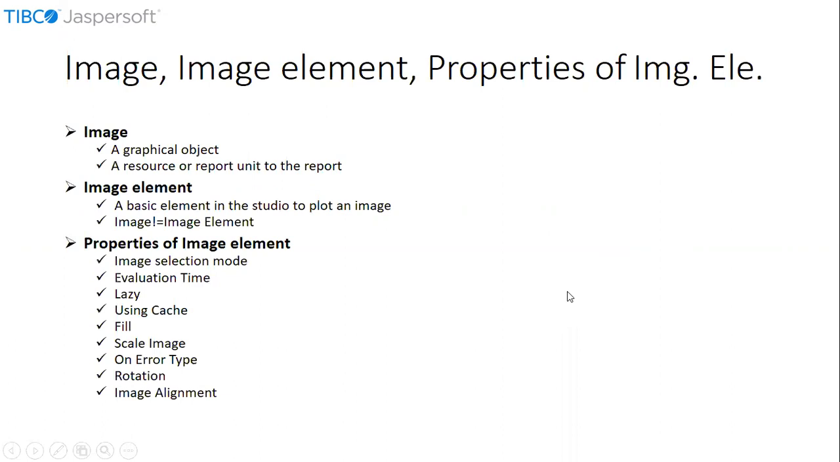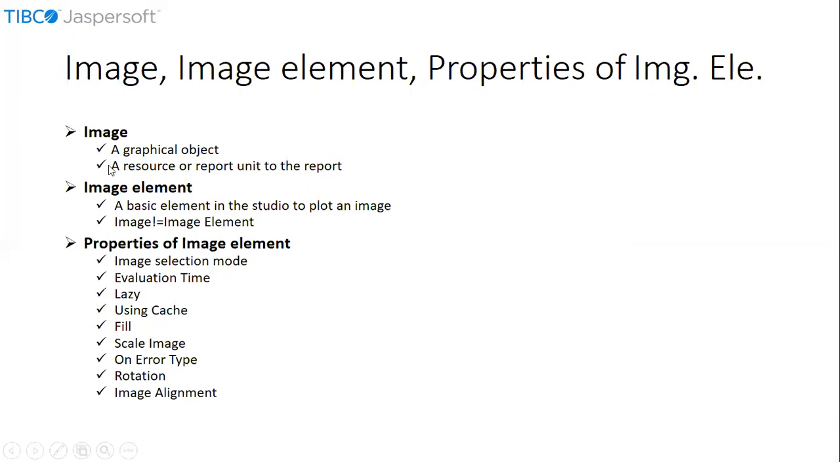What is an image? In general, an image is a graphical object. In Jasper reports, we can consider an image as a resource to the report. Now, what is an image element in the studio? An image element is a basic element in the studio to plot an image. An image does not directly correspond to the image element. We will discuss more about image and image element when we move on to the scale image property.